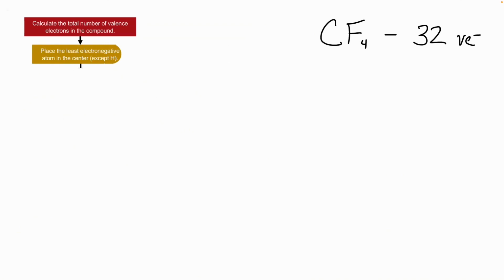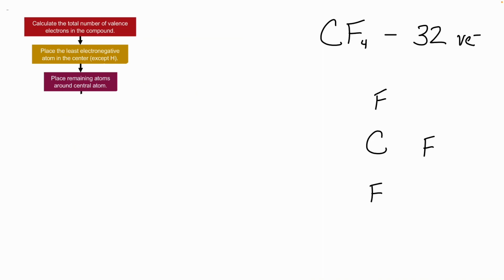All right, now we're going to place the least electronegative element in the center and all the remaining atoms around it. So which one of these is going to go in the center, carbon or fluorine? Carbon. So then we're going to decorate with these fluorines around the outside. Okay, now I'm going to connect all of these constituents, everything on the outside, to my central atom.